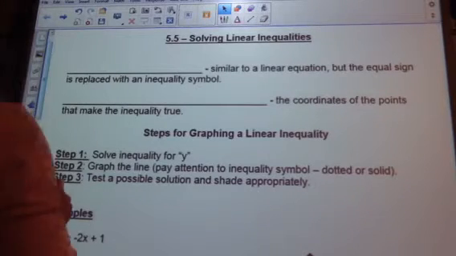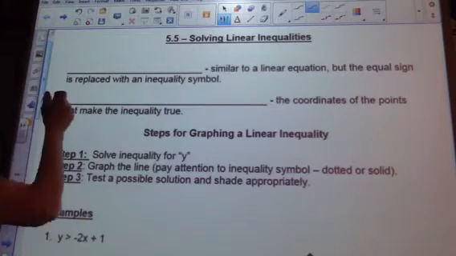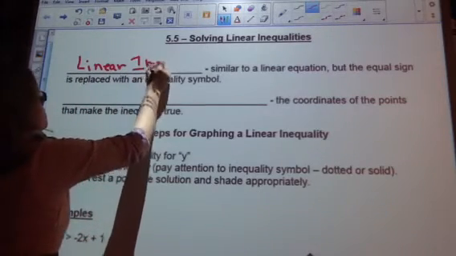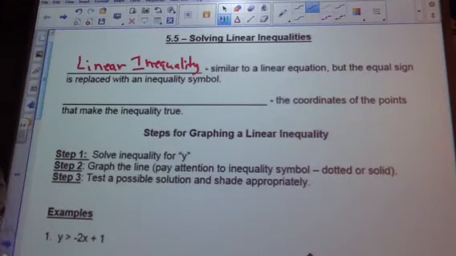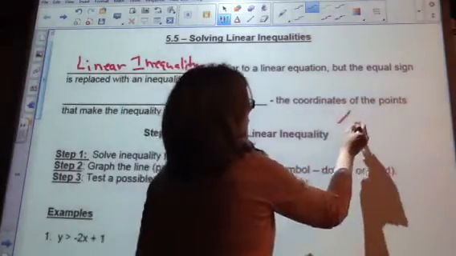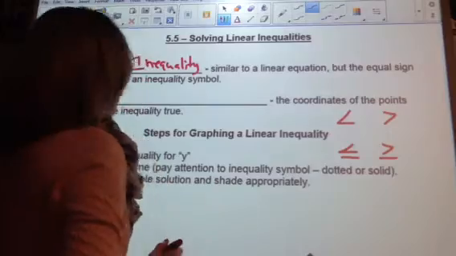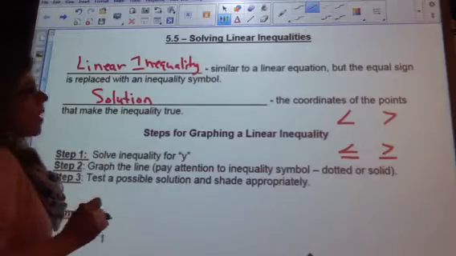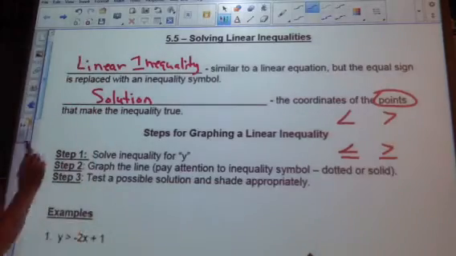All right, class, today we're doing Unit 5, Section 5, Solving Linear Inequalities. Okay, so a linear inequality is similar to a linear equation, but the equal sign is replaced with an inequality symbol. Remember, you have less than, greater than, less than or equal, or greater than or equal as our inequality symbols. Okay? So the solution to a linear inequality are the coordinates of the points that make the inequality true.